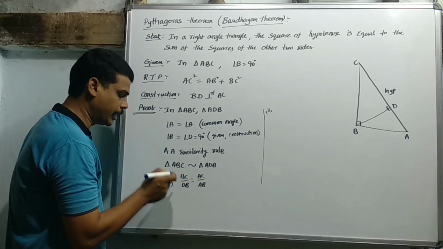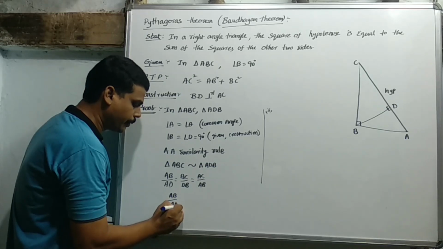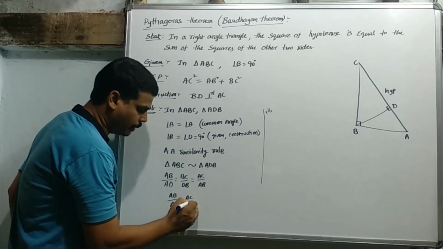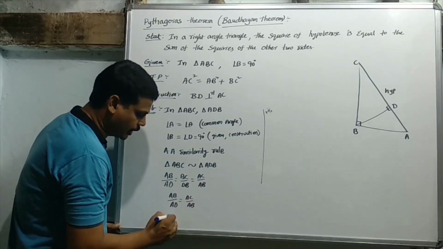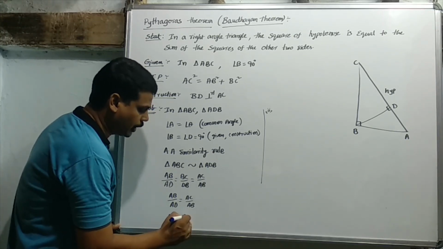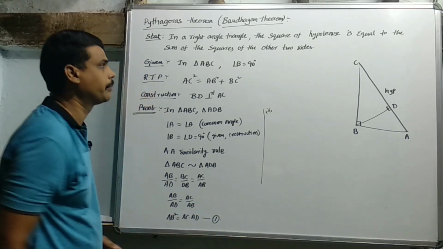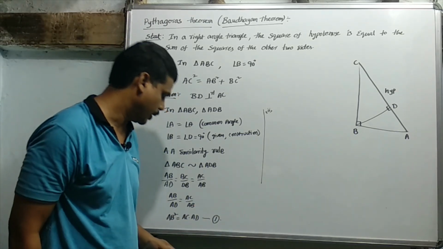Here AB and here AB there. So you have to take these two. AB by AD is equal to AC by AB, and you will take AB square is equal to AC into AD. This I am taking as step 1.